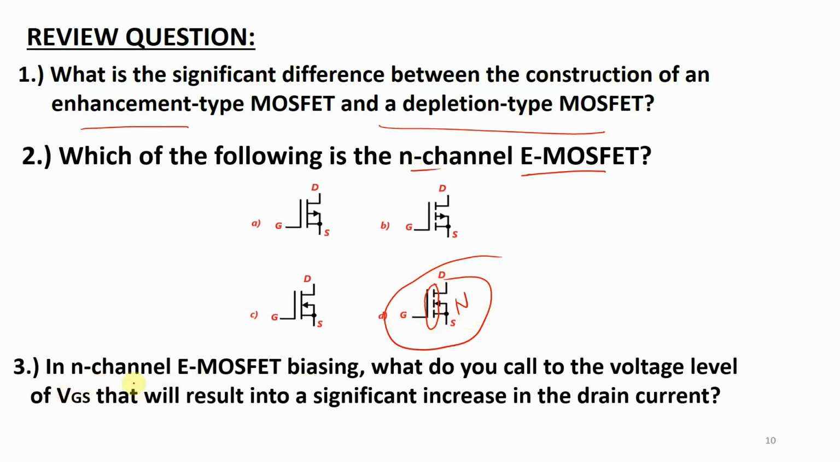And in N-channel MOSFET biasing, what do you call the voltage level VGS that will result in a significant increase in the drain current, right? What do you call that voltage level VGS when there is a significant increase in the drain current? Significant increase, this is what, when VGS is equal to 0, right? In that case, it will result in IDSS. Okay?